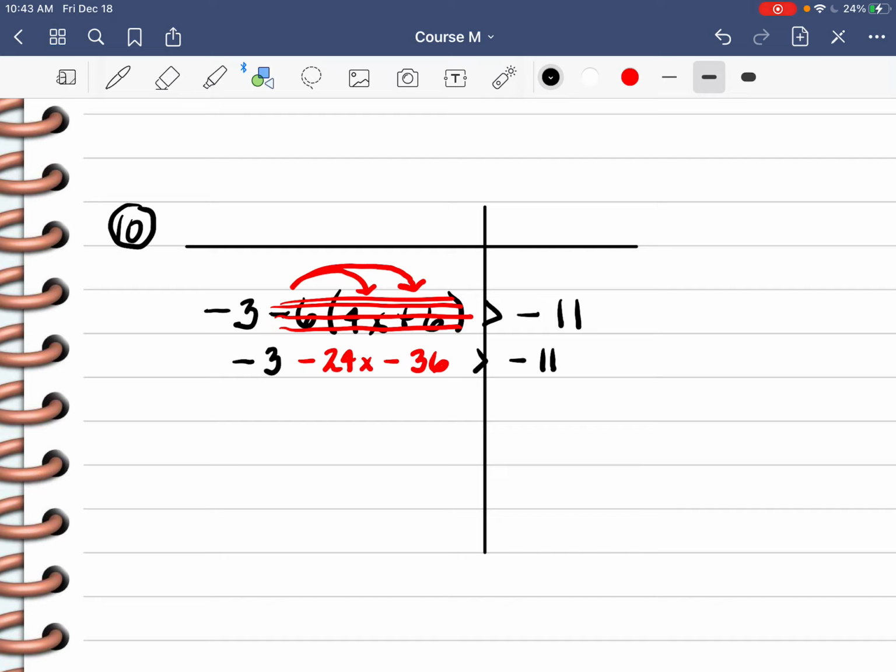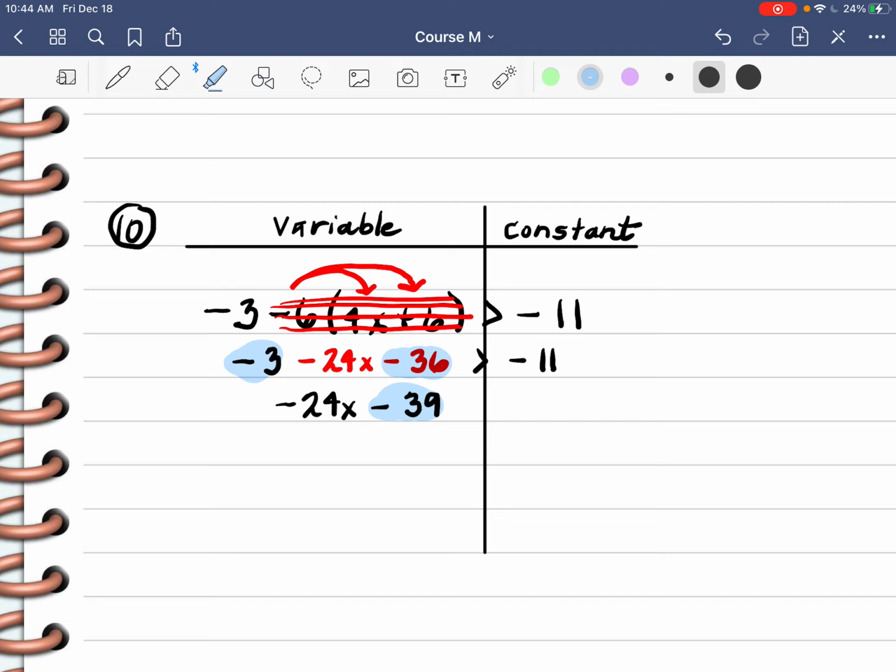Okay, so we have variable on this side. It's the negative 24x. So we'll move all of our constants over to this side. But before I can move the 3 and the 36, I need to pack them up together. So let's do negative 3 minus 36. That's going to be the negative 24x comes down minus 39. That's this blue part. And that is greater than negative 11.